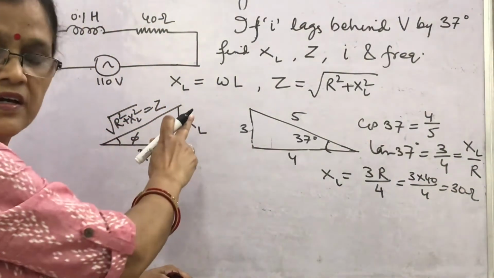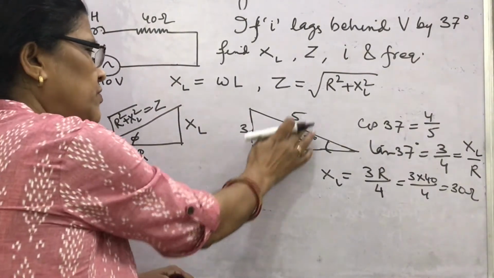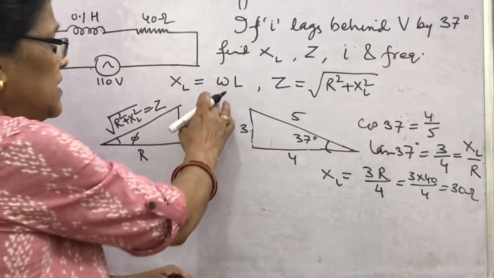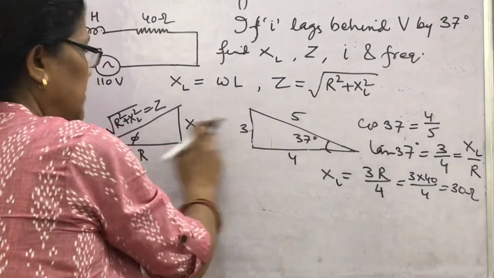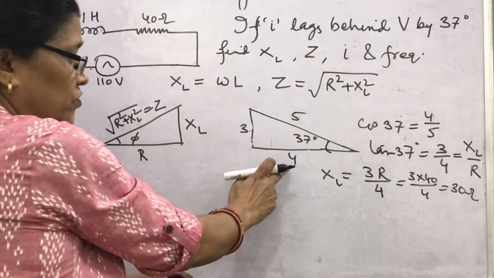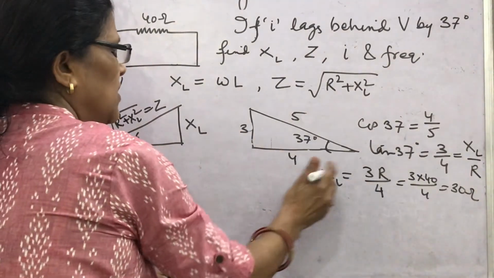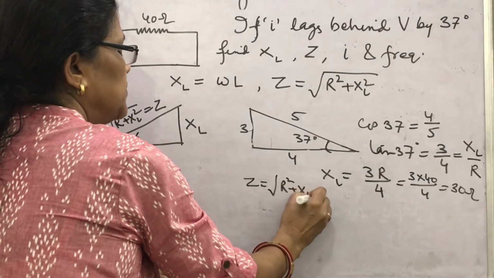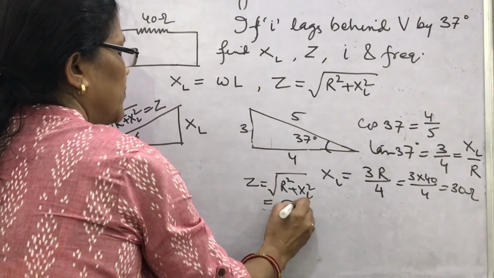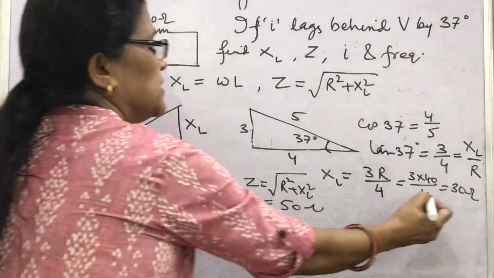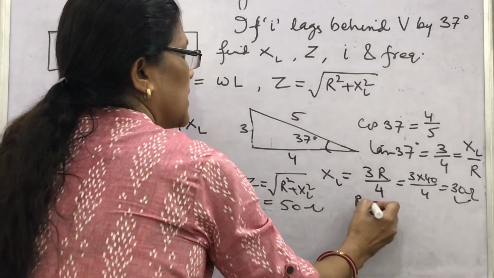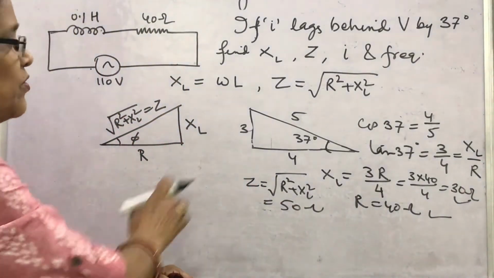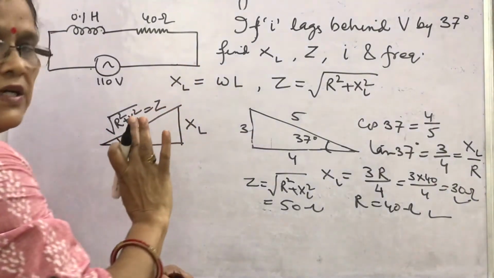That's why I was writing earlier: in case of 3, 4, 5, it is 30, 40, 50. Can you guess what Z will be here? Simple. Z is under root R square plus XL square, which is under root 30 square plus 40 square. That is 50 ohm. Because XL is 30 ohm, R is 40 ohm, Z is 50 ohm. Now these two values, you got it?